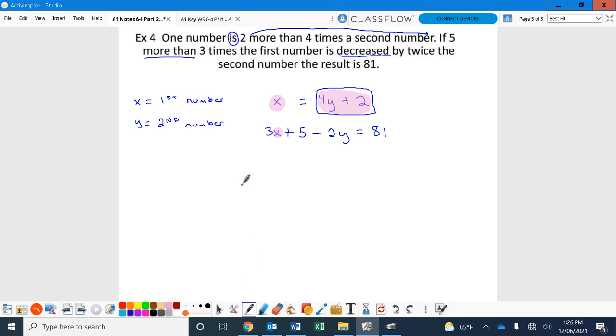So if I'm going to substitute into that other equation, it's going to be 3 and then a parentheses. And then everything inside that box is going to go inside my parentheses. So inside there, it's going to say 4y plus 2. And then, guys, I've got to write the rest of the equation. So I still have to write the plus 5, the minus 2y, and the equals 81. I've still got to write the rest of the equation just like it was.